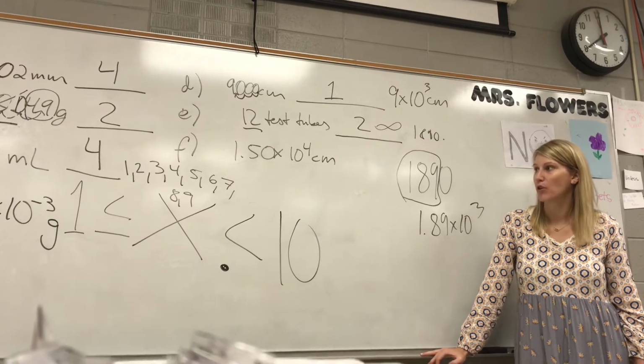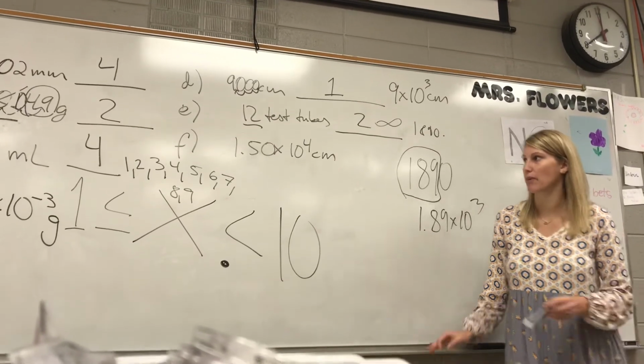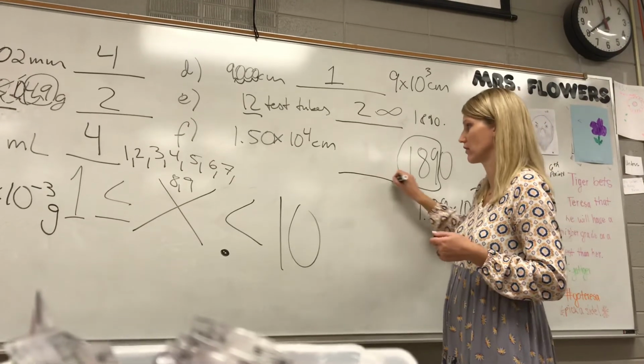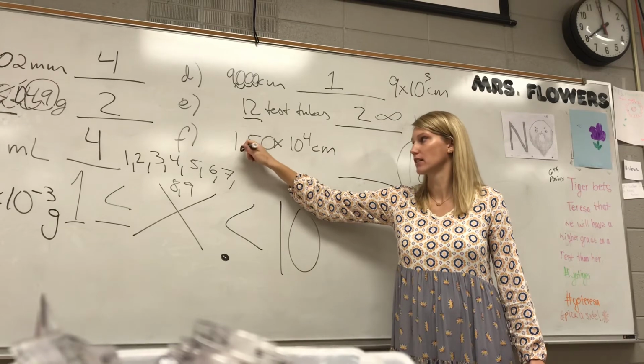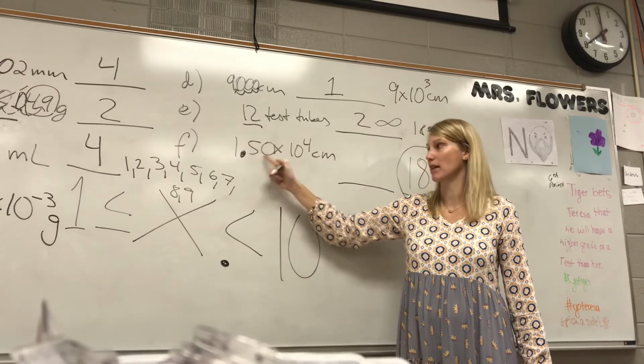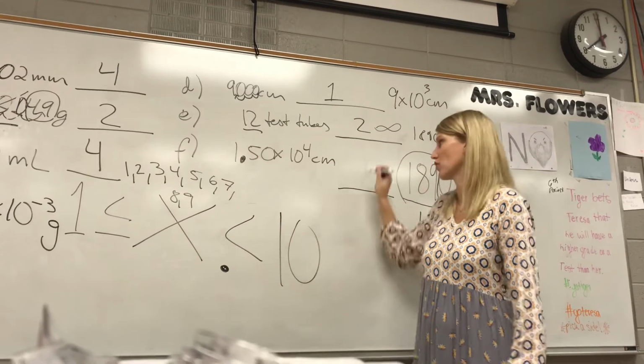Alright, and then F, 1.50 times 10 to the 4th power, how many significant figures? 3, because the 0 counts because of what? The decimal. The decimal makes the 0 count. So you have 3 there.